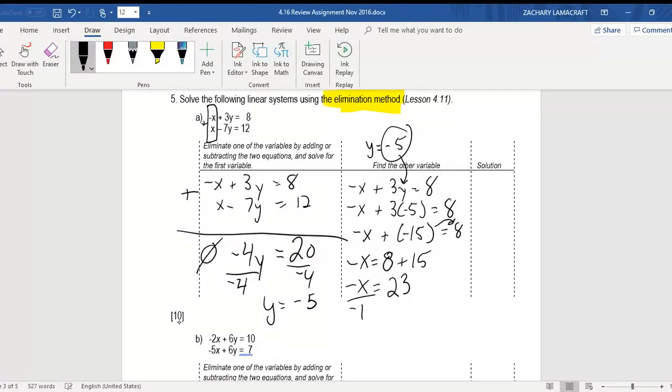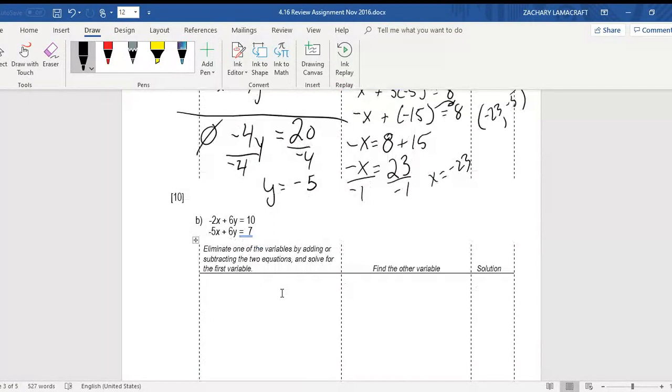And if we divide both sides by -1, we will get the answer of x is equal to -23. So we have a big one there. Sorry, I got that wrong there. -23 being the x, and -5 being our solution. Okay. Questions there? No?